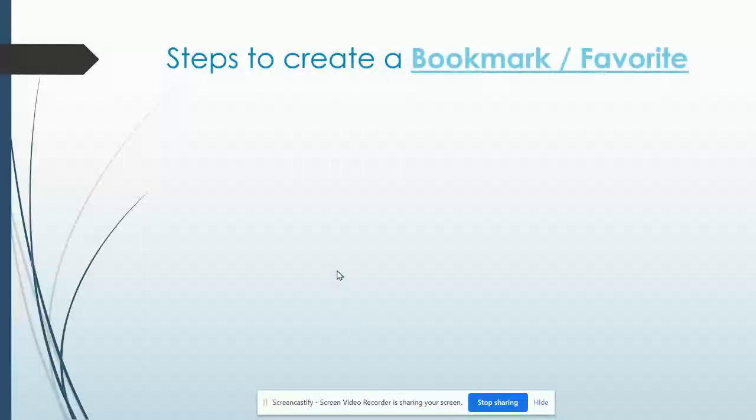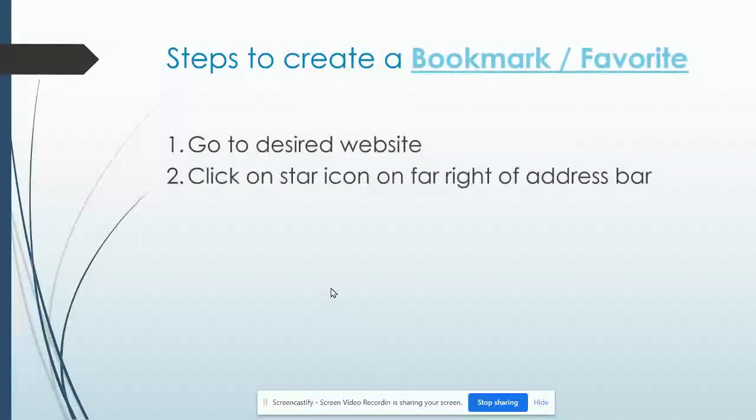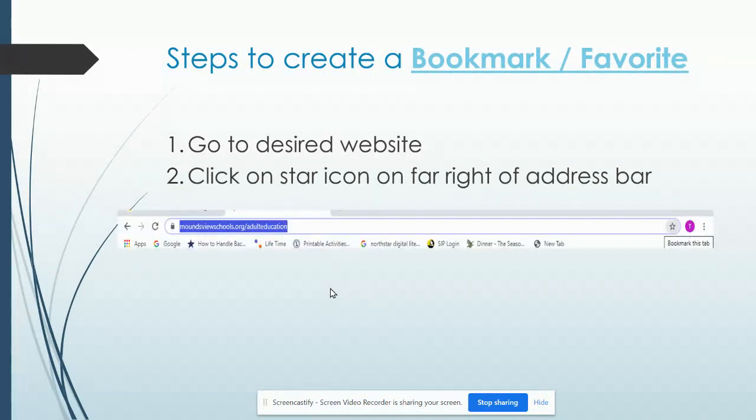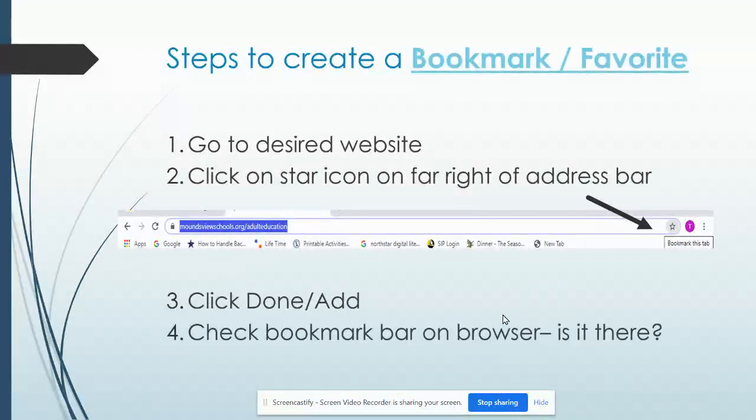How do you create a bookmark and a favorite? Well, you go to that desired website. You click on the star icon on the far right of the address bar. Here's the star. Once you do, it is going to ask you if you want this web page to be a bookmark. We say yes, click on add, and then we check to make sure that the bookmark is on our browser.